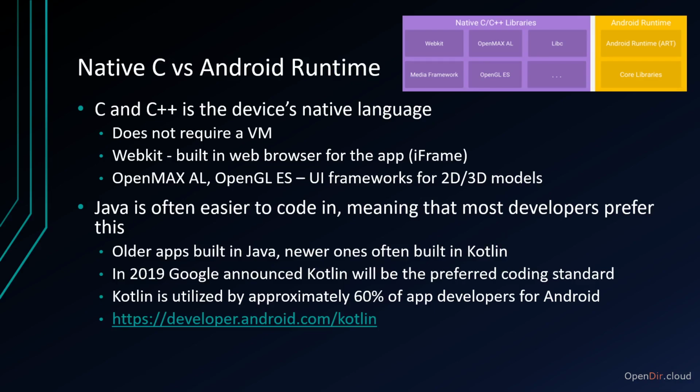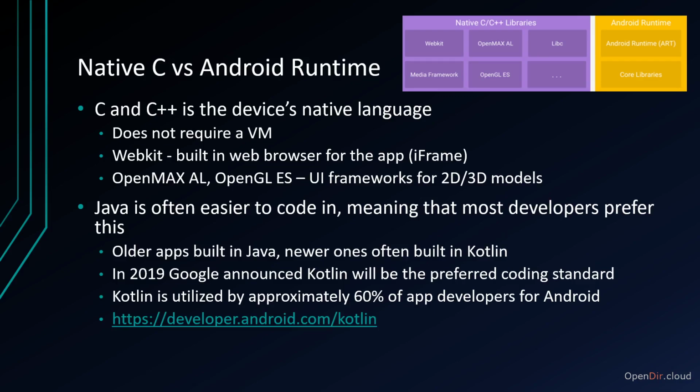language. Now the thing is that Java is often easier to code in for many developers, so usually developers prefer this. Anything that is going through Java is going to go through the Android runtime environment. So older apps are usually built strictly in Java, while newer ones are built in this thing called Kotlin. If you don't know anything about Kotlin, definitely recommend looking into that as well. And in 2019, Google actually announced that Kotlin is going to be the preferred coding standard for Android applications in the future. And Kotlin is currently utilized by about 60% of professionally developed applications out there on the Play Store.